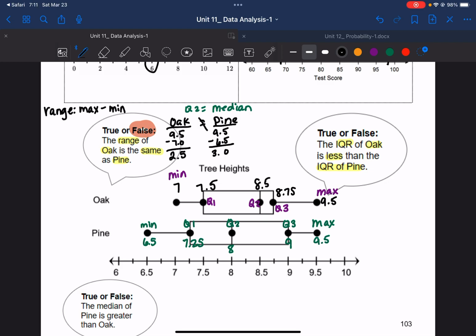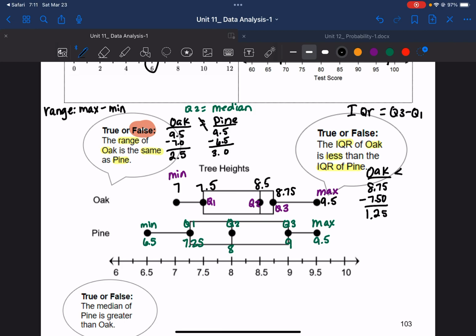Okay. The IQR of oak is less than that of the IQR of pine. Okay, so here, oak. Remember, IQR, let me write this here, is going to be Q3 minus Q1, okay? And that is already labeled on our box plots, okay? So for oak, that is going to be 8.75 minus 7.50. 5 minus 0 is 5. 7 minus 5 is 2. 8 minus 7 is 1. So this would be 1.25.